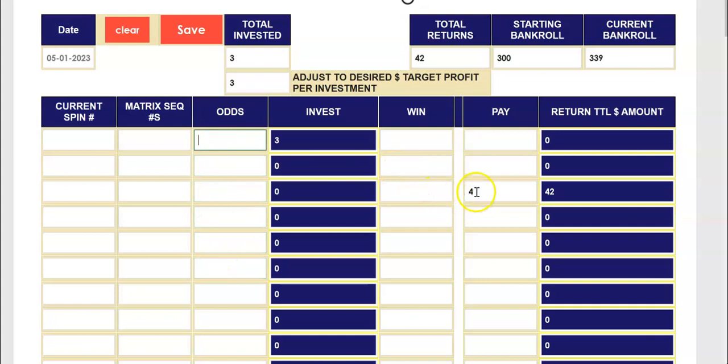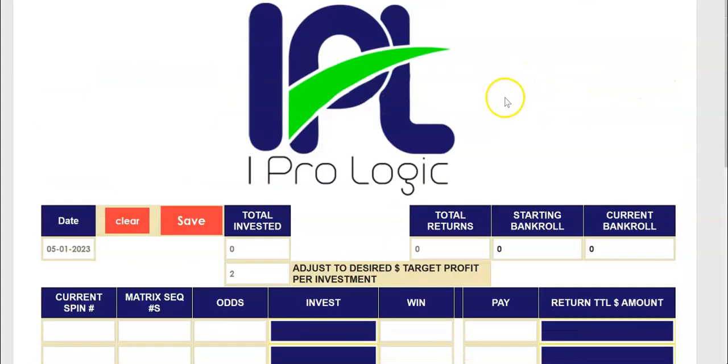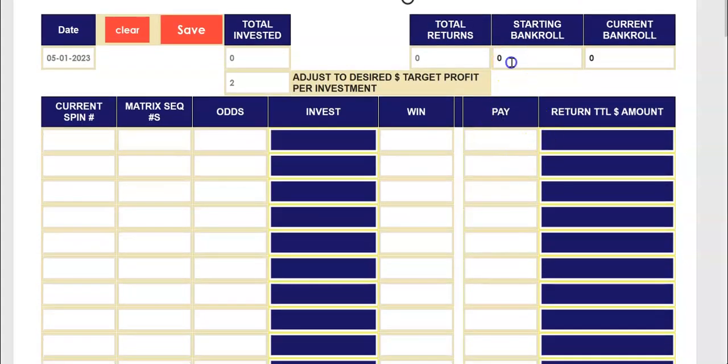Okay, the next thing we want to make sure of is, let's clear this first of all. Let's put in a bankroll, 300. We're going to put in 2 as our target. Whatever this invest amount is, it does not matter. The payouts are still going to be the same depending on the odds.